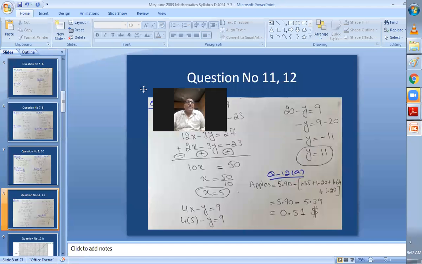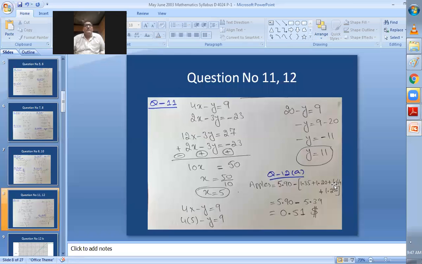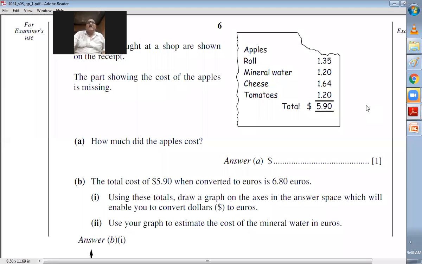I have done this on a paper. Let me show you. Question number 12, A part. The apple price will be 5.90 minus, bracket start, 1.35 plus 1.20 plus 1.64 plus 1.20. When I add them, their answer is 5.39. So 5.90 minus 5.39 is $0.51. So the price of the apples will be $0.51. A very simple and straightforward question. Hopefully you have understood, so let's move to the next question.